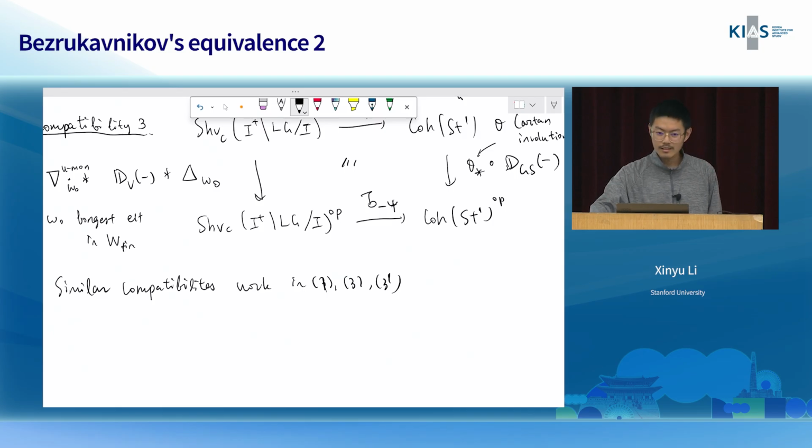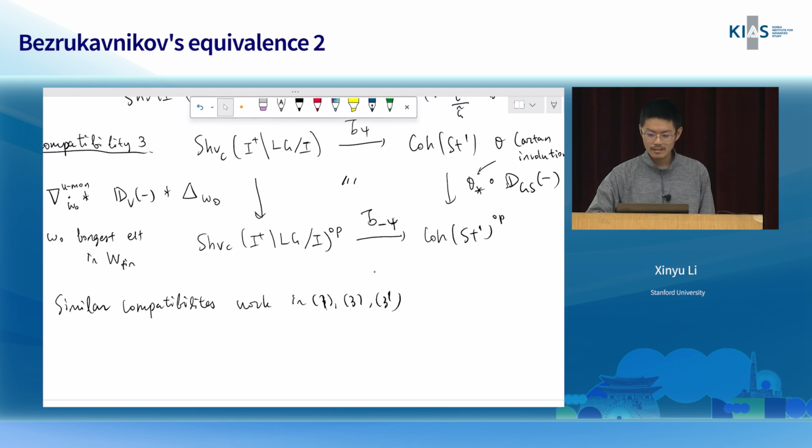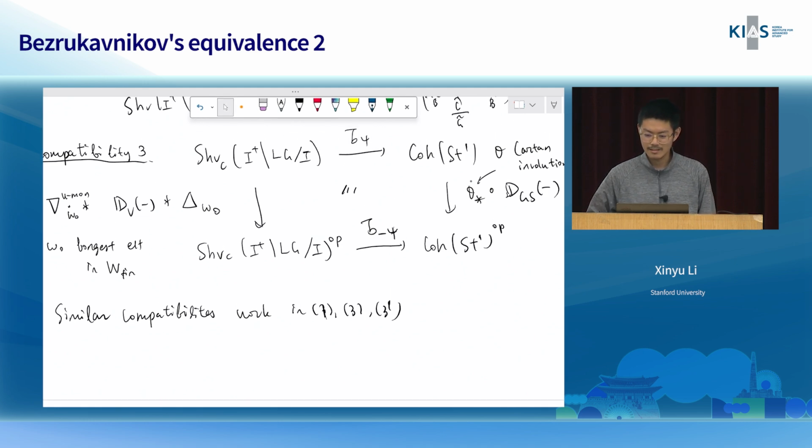So can I be picky about something? Yes. I kind of think we should call it the Chevalley involution and the Hecke involution. Okay, I had Chevalley here.